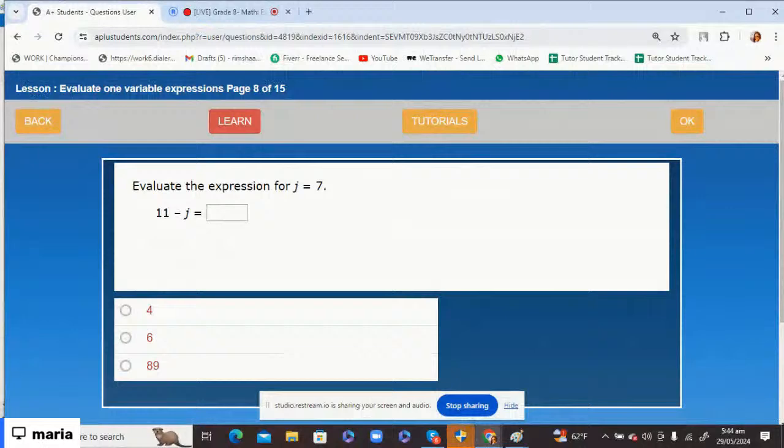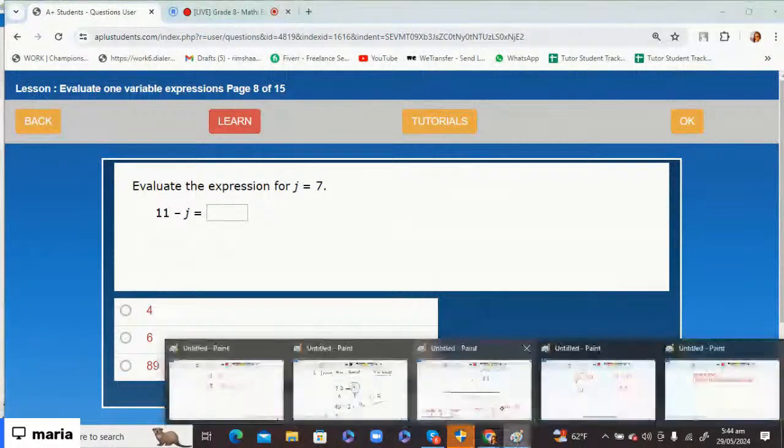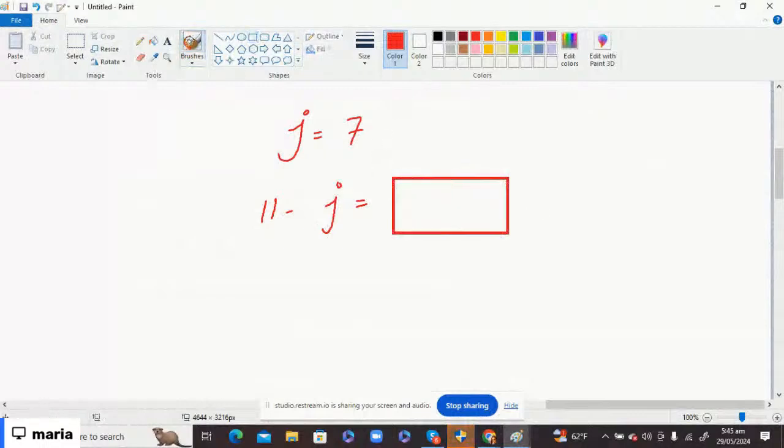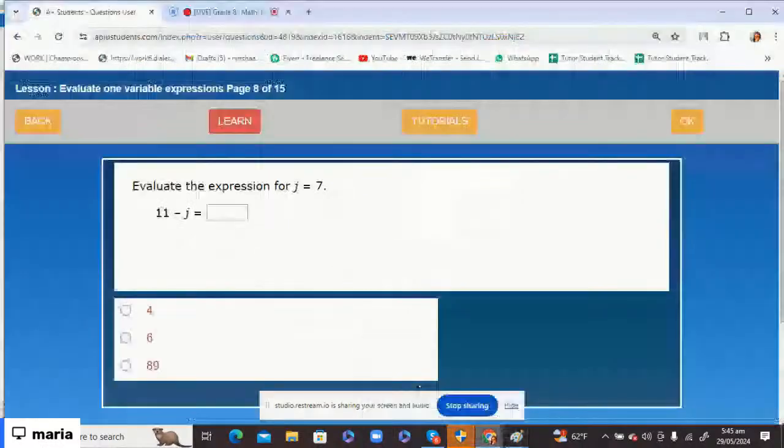Evaluate the expression for j is equal to 7. Let's write, it's j is equal to 7 and here is 11 minus j. So just simply putting the value 11 as it is, minus, in place of j we are going to put 7. So 11 minus 7 is 4. Let's check any option for 4. Yes, it's here.